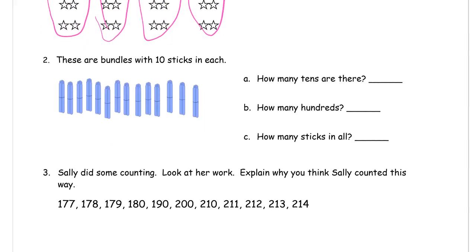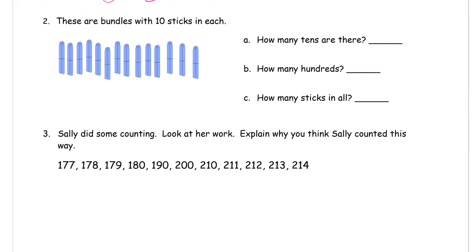There. Number two, there are bundles with 10 sticks in each. So each one of these is a bundle of 10 sticks. How many tens are there? And if I see a group of 10 of them, I'm going to circle it because that'll make 100. 1, 2, 3, 4, 5, 6, 7, 8, 9, 10. So there's 10, 11, 12, 13, 14. There's 14 tens. How many hundreds? There's 100. How many sticks in all? You can count these by 10, but you know that this is 100. So that's 110, 120, 130, 140.